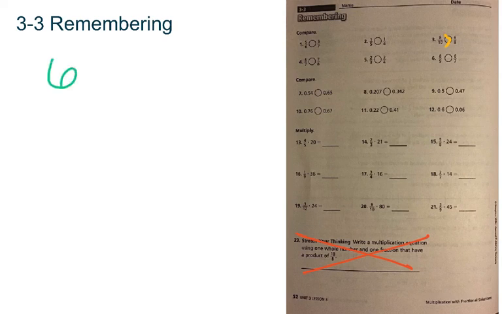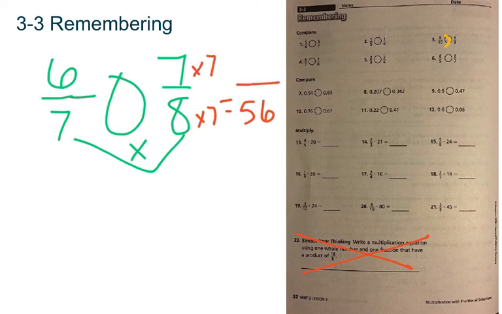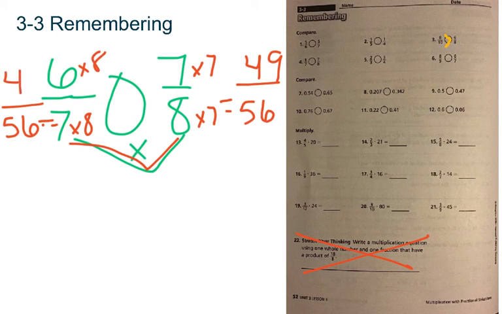Okay, number 4 reads 6/7, and I'm comparing 6/7 to 7/8. Again, I need to find a common multiple between 7 and 8, and I'm just going to multiply 7 times 8 to figure out a common denominator. I know that 8 times 7 is equal to 56, and I have to do the same thing to the top, multiply by 7, and 7 times 7 is equal to 49. Now I need to go the other way, and 7 times 8 is equal to 56, and 6 times 8 is equal to 48.